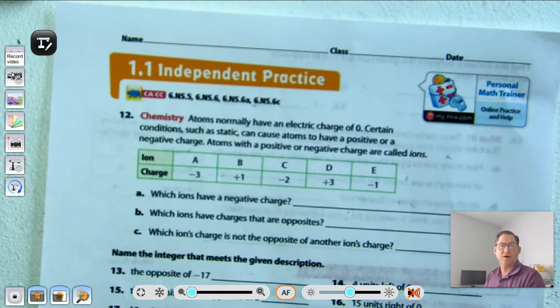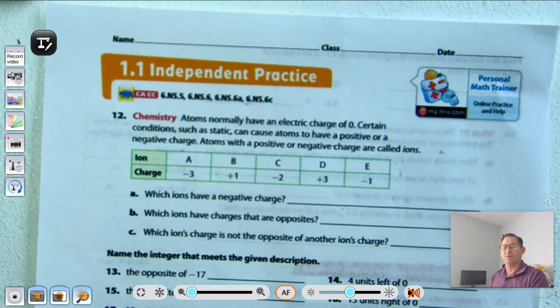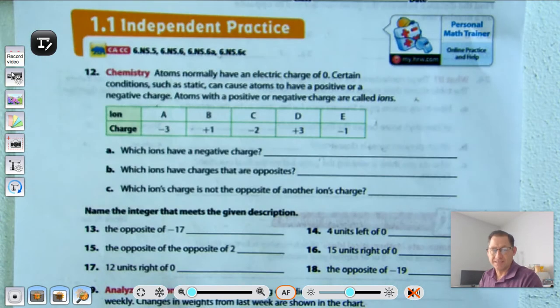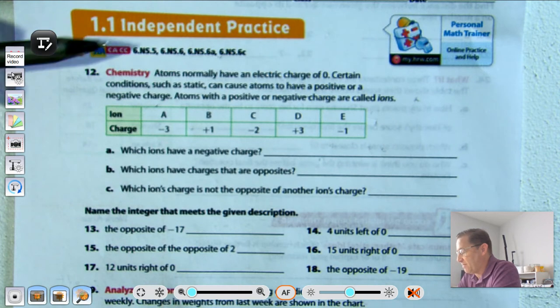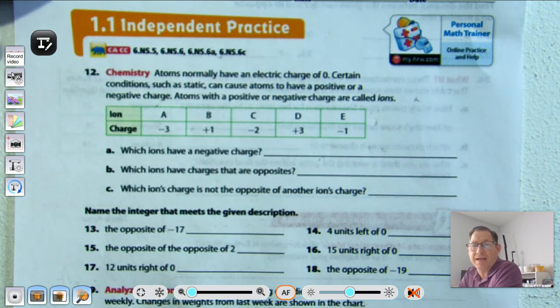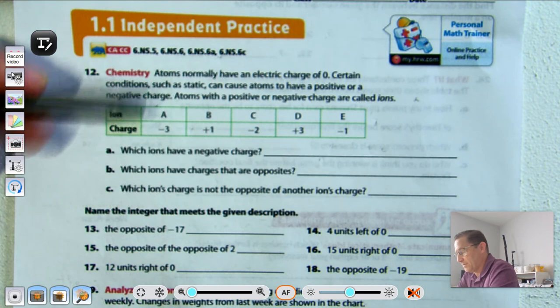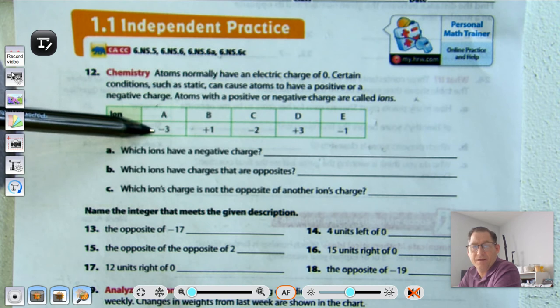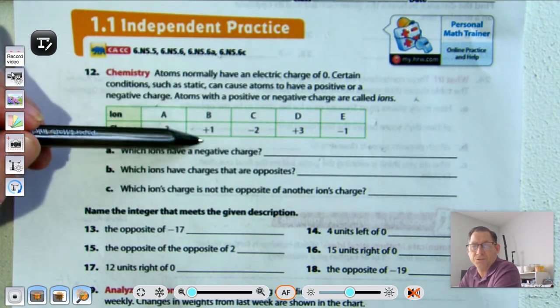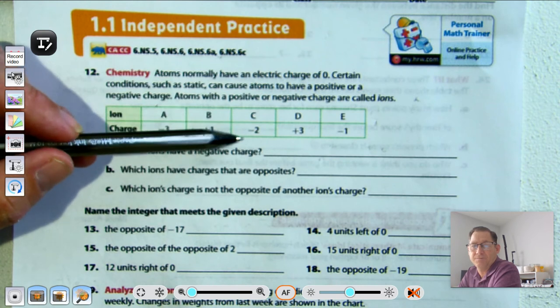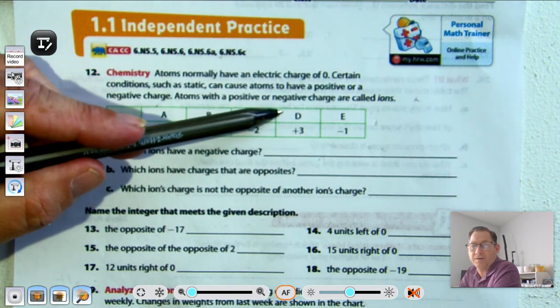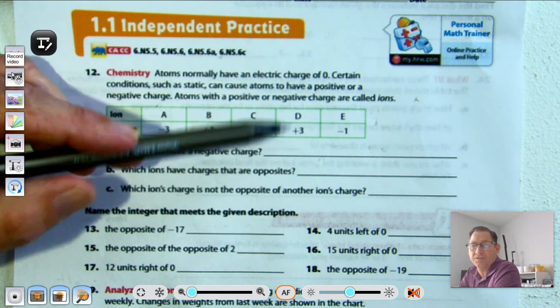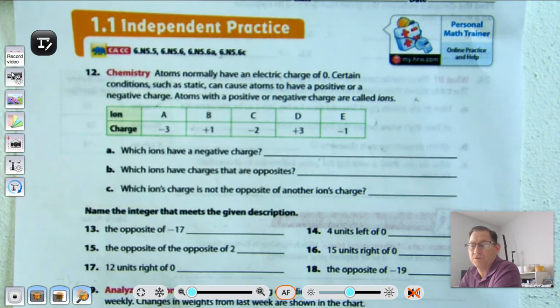Page 11, number 12. Atoms normally have an electric charge of 0. Certain conditions, such as static, can cause atoms to have a positive or a negative charge. Atoms with a positive or negative charge are called ions. Okay, so your little chemistry lesson for today. All right, so ion A has a negative charge of 3. Ion B has a positive 1 charge. Ion C has a negative 2 charge. Ion D has a positive 3 charge. And ion E has a negative 1 charge.